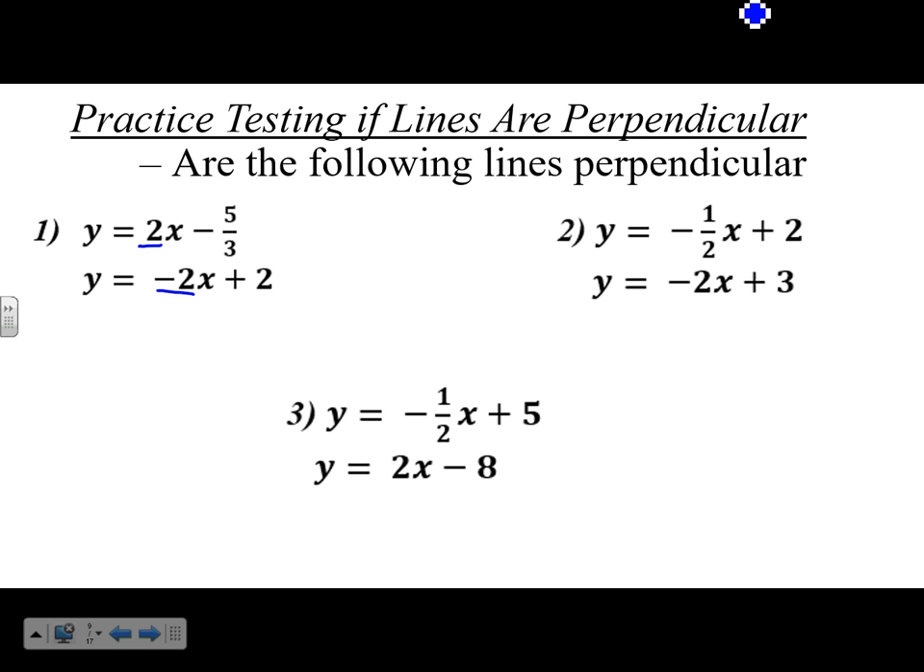Now, again, the hard part with this one is a lot of people look at this and say, oh, yeah, they're opposite reciprocals. Well, they're opposites. This one's positive, this one's negative, but they're not reciprocals. So they are not perpendicular. And remember, that's the symbol for perpendicular we'll use.